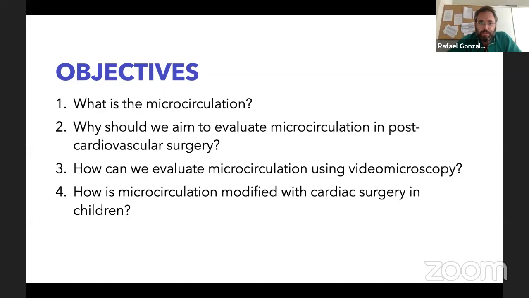We will discuss these points we see in this slide. What is the microcirculation? Why should we aim to evaluate the microcirculation during the post-cardiovascular surgery period? How can we evaluate the microcirculation using videomicroscopy? And how is the microcirculation modified with cardiac surgery in children?